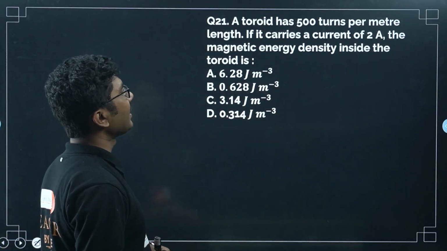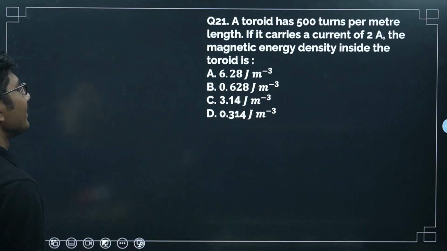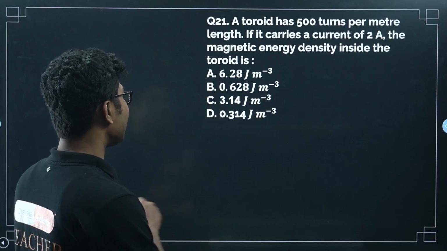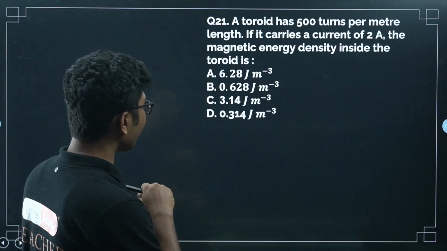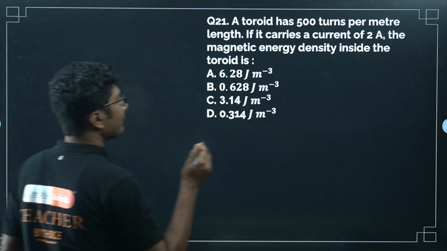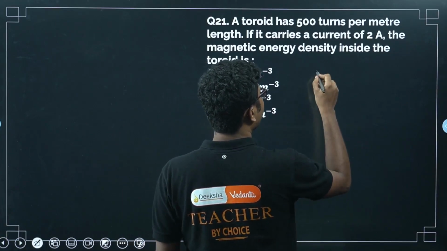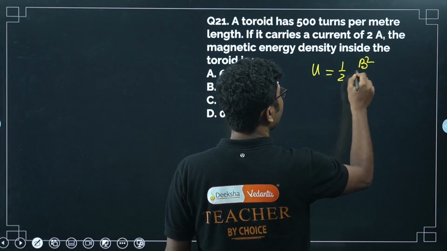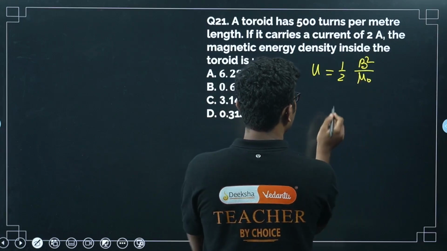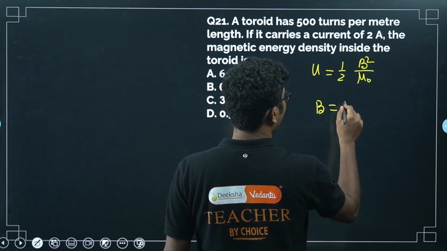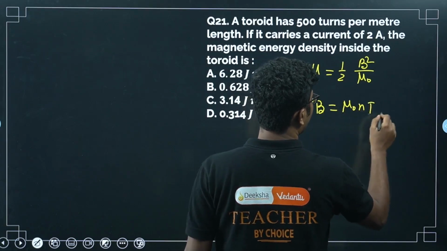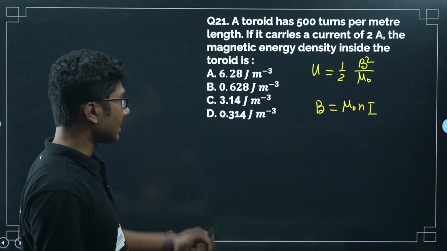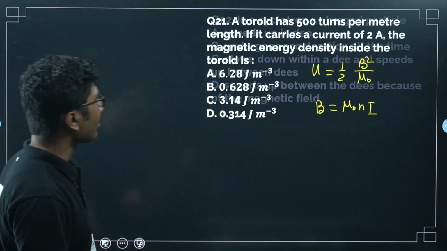A toroid has 500 turns per meter of the length. If it carries a current 2 ampere, the magnetic energy density inside the toroid is... This is no longer part of your syllabus, but the magnetic energy density of a toroid is given by U equals half B square by mu naught. B is equal to mu naught N i. So, you can use this formula and calculate this value and tell me the answer. I am not going to solve it because this is no longer part of the syllabus.